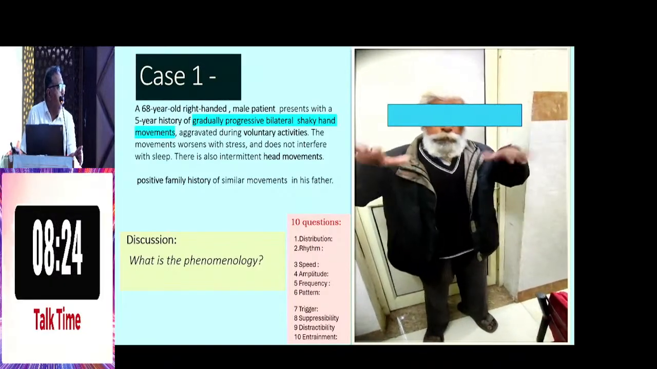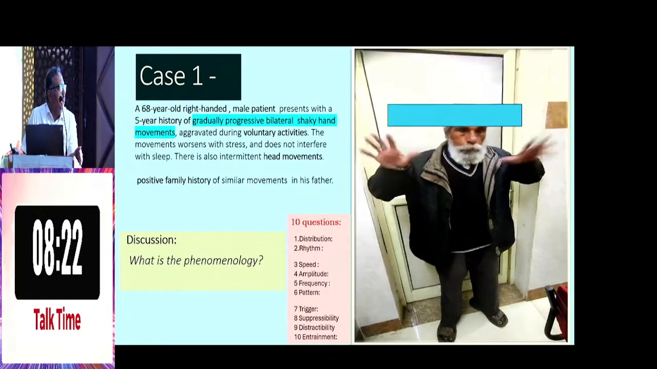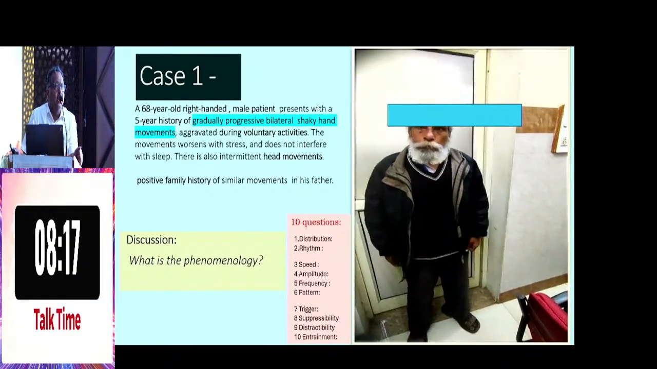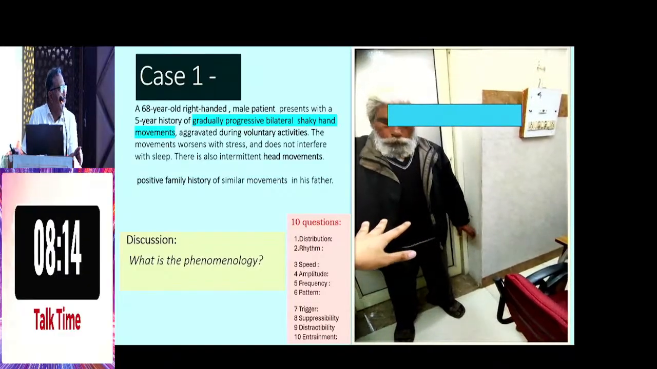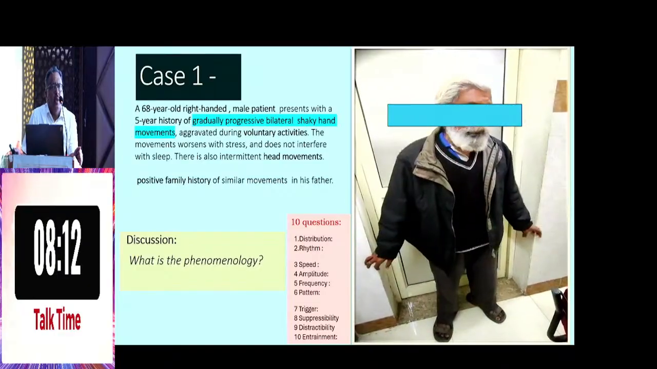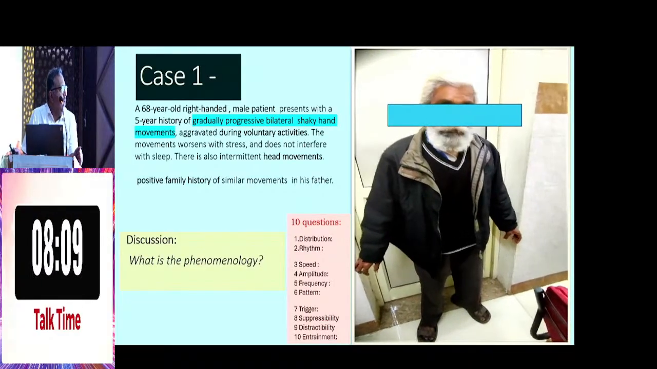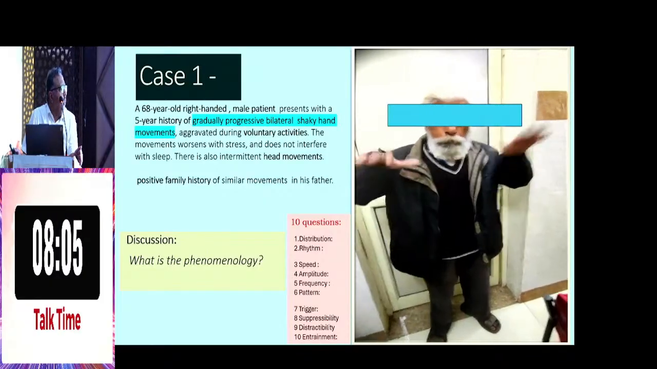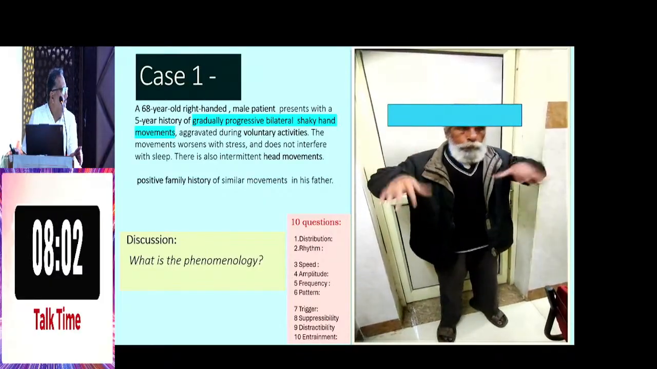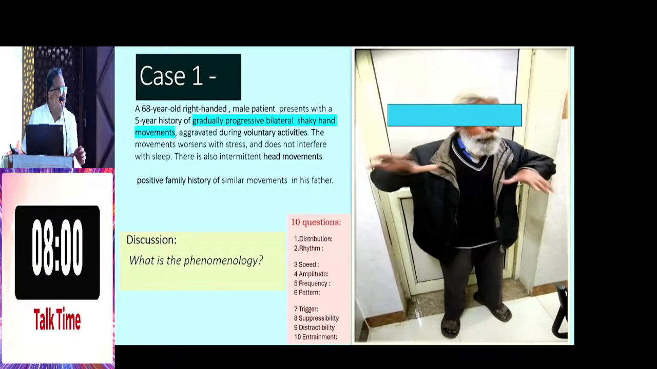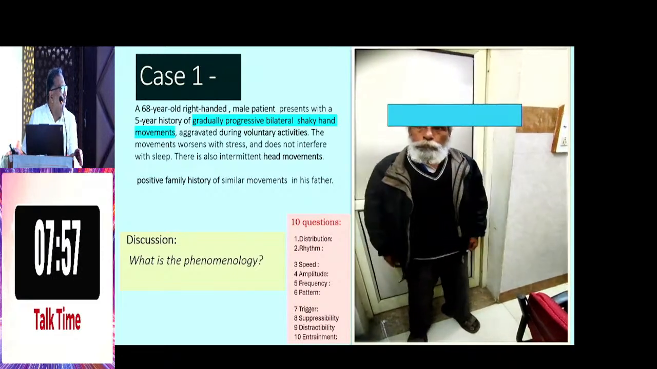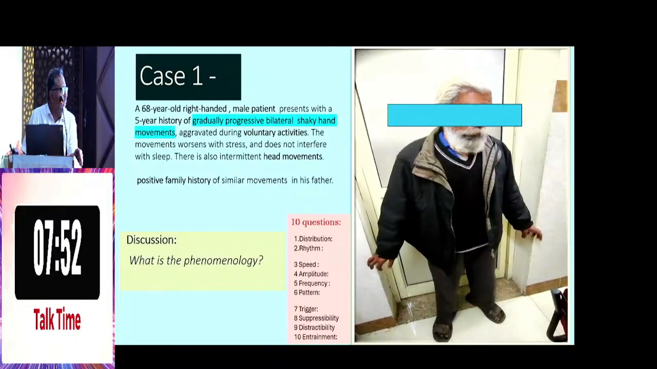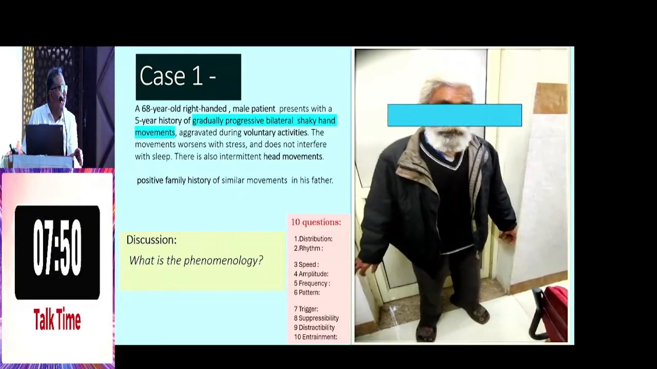Again, we look first at distribution. Distribution is in the upper limb, not in the lower limb. Distal part, hands, not the proximal part. Rhythmic activity, speed is not fast, not super fast. Frequency usually 8 to 10. Pattern is non-pattern movement. Triggered by voluntary activity. Suppressed at rest. No distractibility, no entertainment.